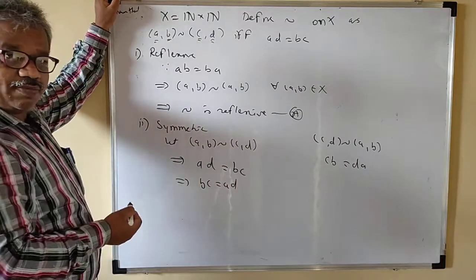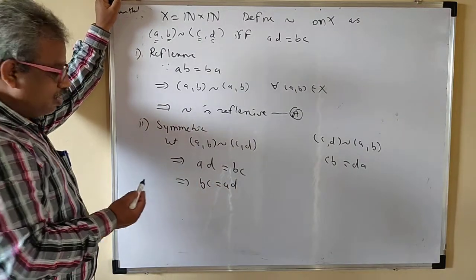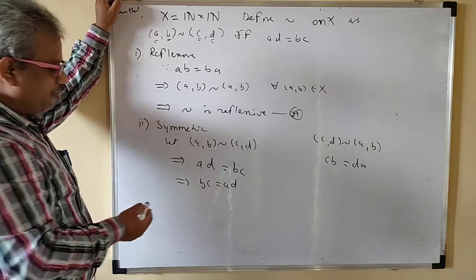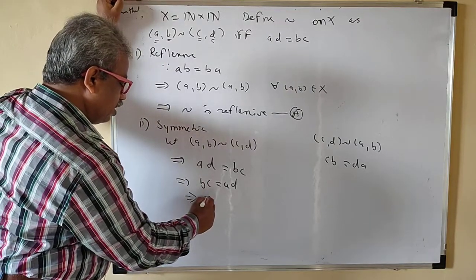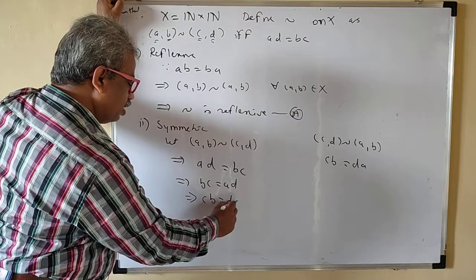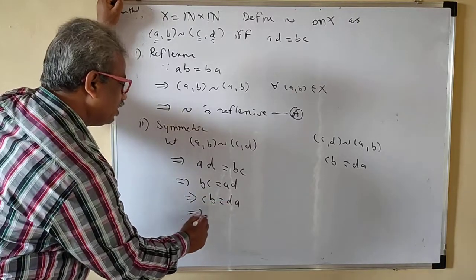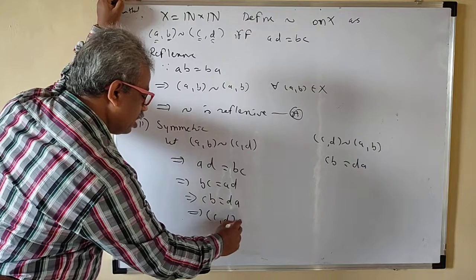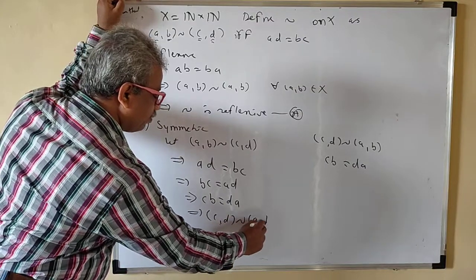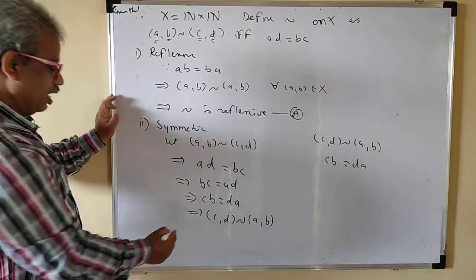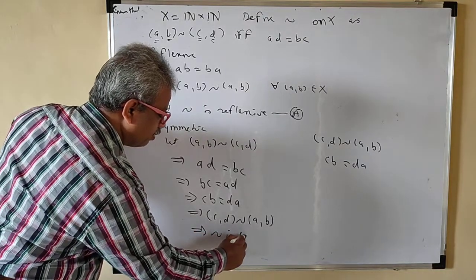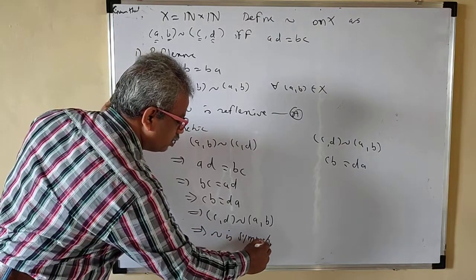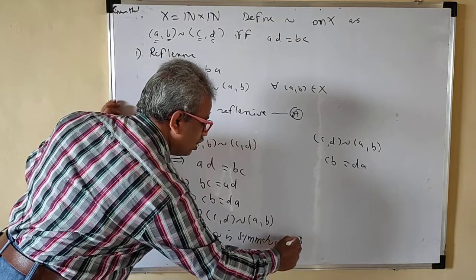So these are natural numbers. A, B, C, D are all natural numbers. The product of natural numbers is commutative. So you can write CB. This implies that CB is equal to DA. And this implies that CD is related to AB, CB is related to AD. And this implies that the relation is symmetric. We call this B now.